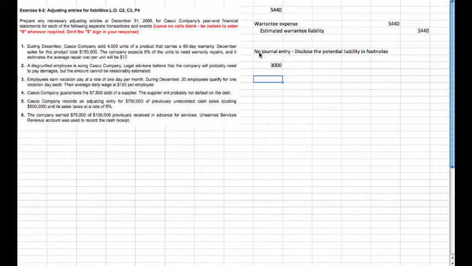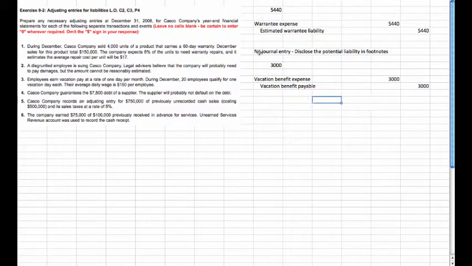So we need to recognize that we have vacation benefits, and it's an expense in the amount of $3,000. However, the employees have not exercised their vacation benefit, so we owe that to the employee. So we have a vacation benefit payable in the amount of $3,000.